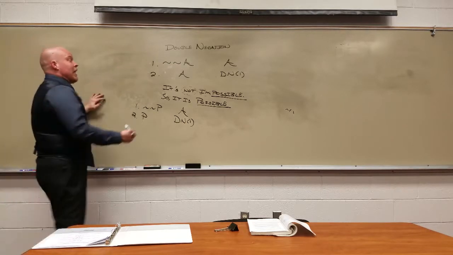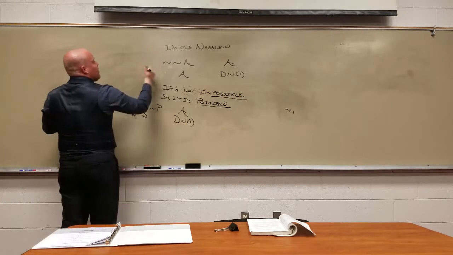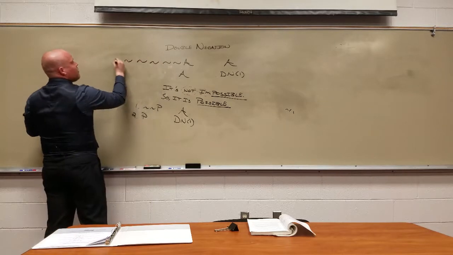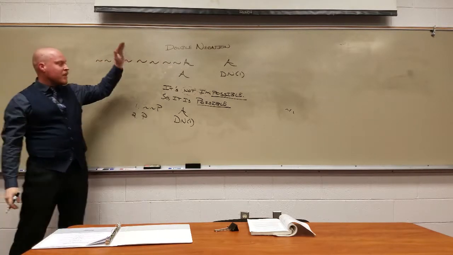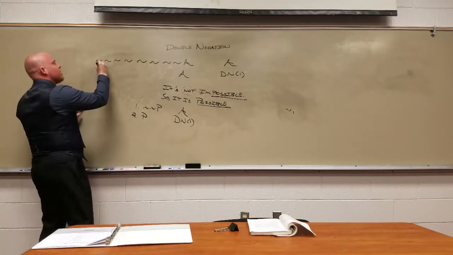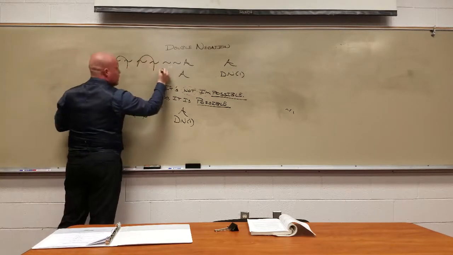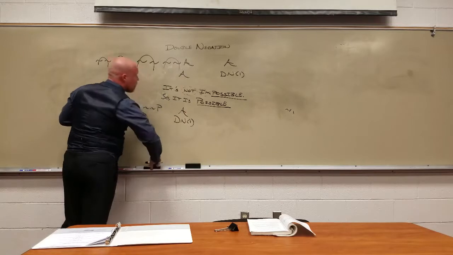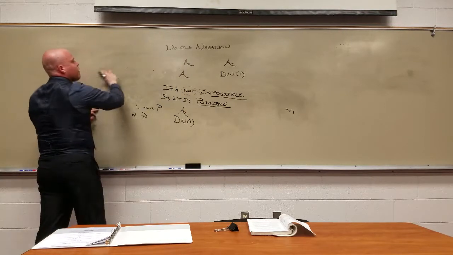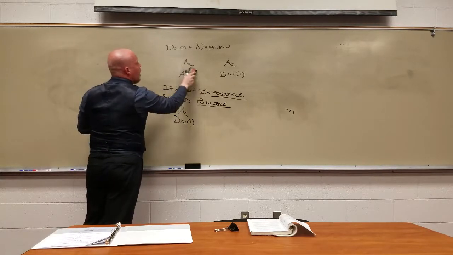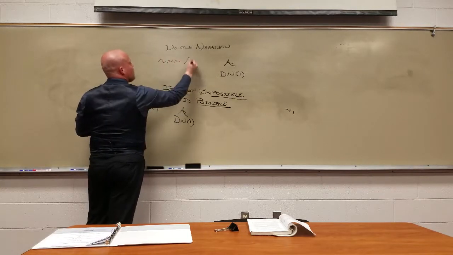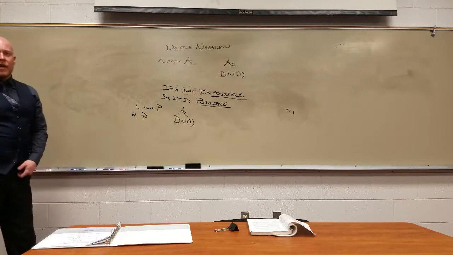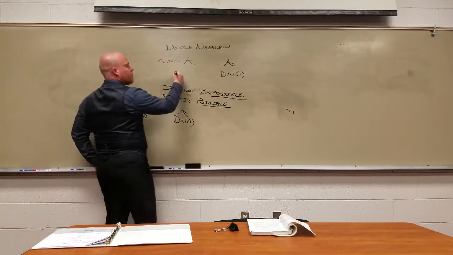If you've got an even number of negations, it doesn't matter how many. As long as it's even, it's the same thing as having none, because basically that cancels out, that cancels out, that cancels out, that cancels out. On the other hand, if you have an odd number of negations, let's say you got 3 negations, what's that the same thing as? It's the same thing as having 1.